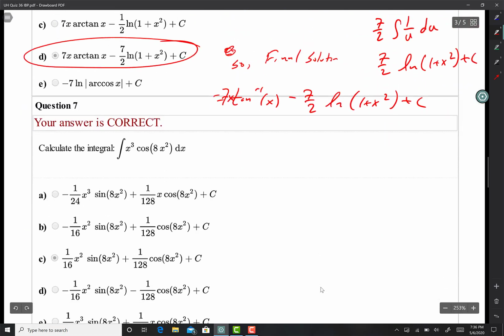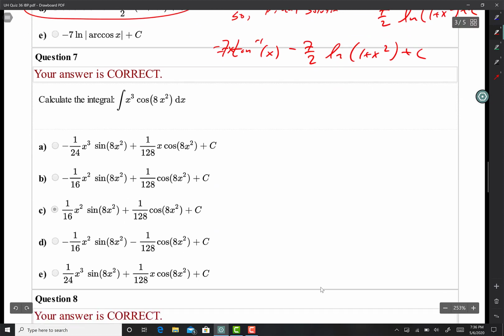All right, let's go to the next one. Ooh, that one was tough. This one was real tough. What I want is I want that to have the same degrees. So we're going to first do this. Integral x times x squared cosine of 8x squared dx.